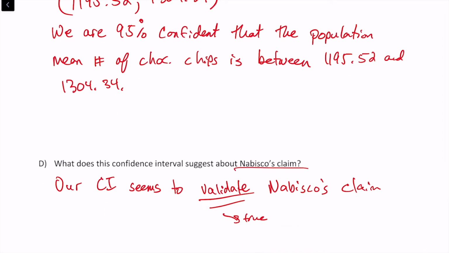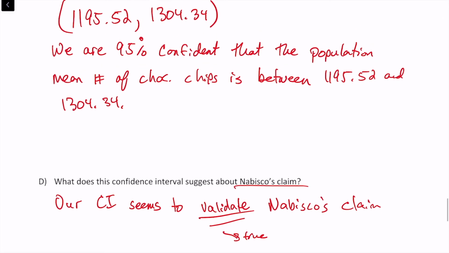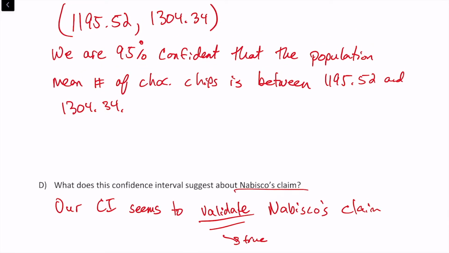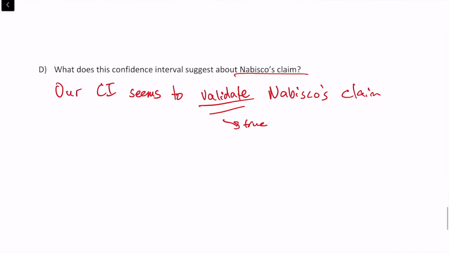All right. If our confidence interval had gone from maybe 900 to 1,200, then we could get a little nervous, because it is possible, extremely possible actually, that they would have less than 1,000 chips there, right? But based off our confidence interval, since the lower bound is higher than 1,000 and the upper bound is certainly higher than 1,000, we are pretty confident in saying that Nabisco's claim is true. Hope that makes sense.